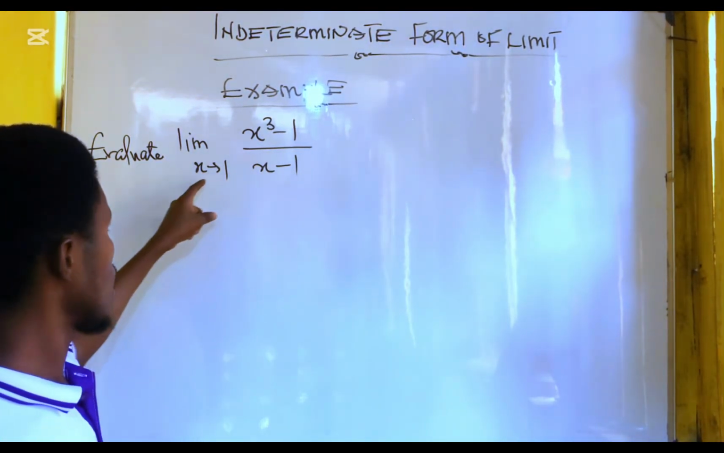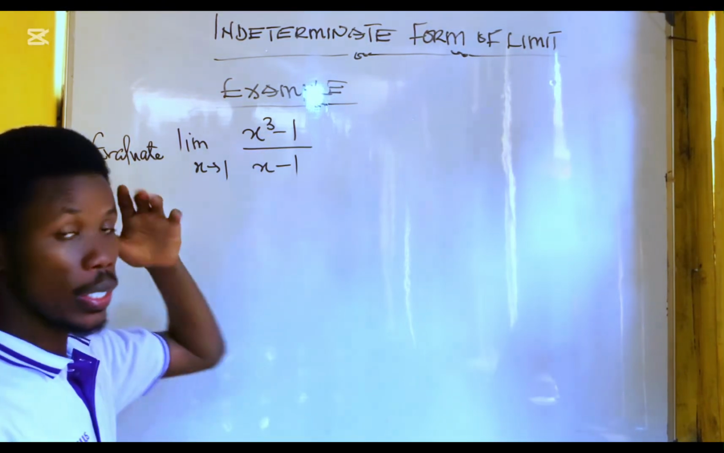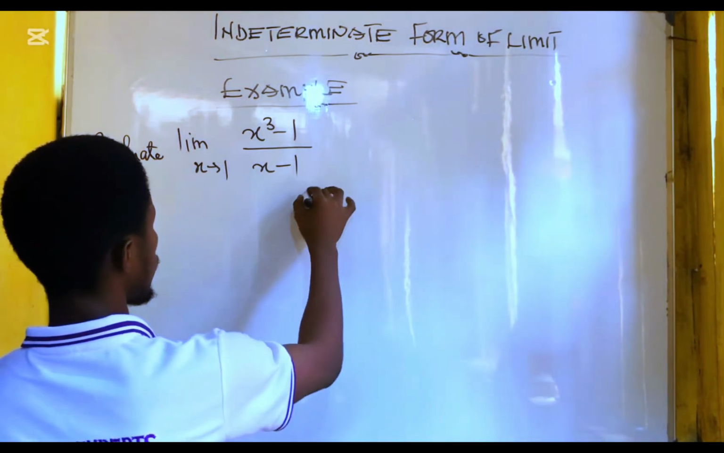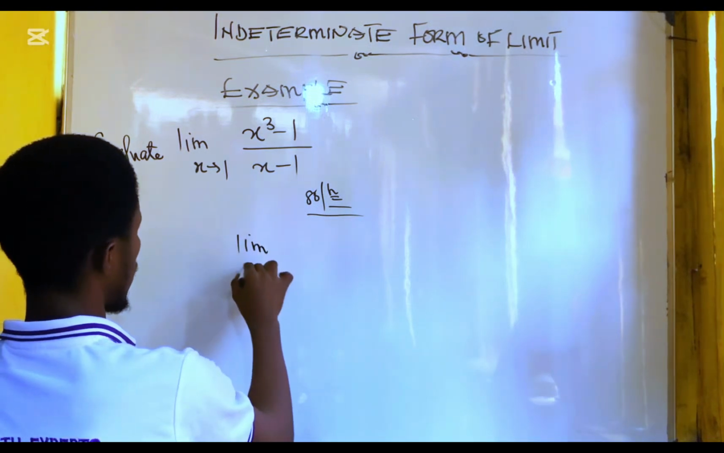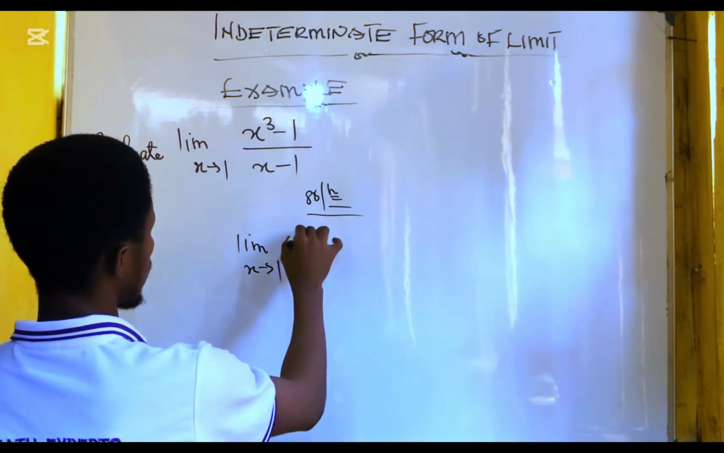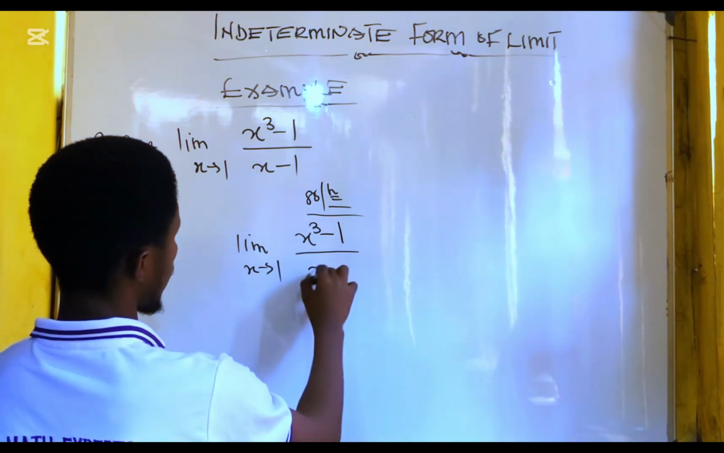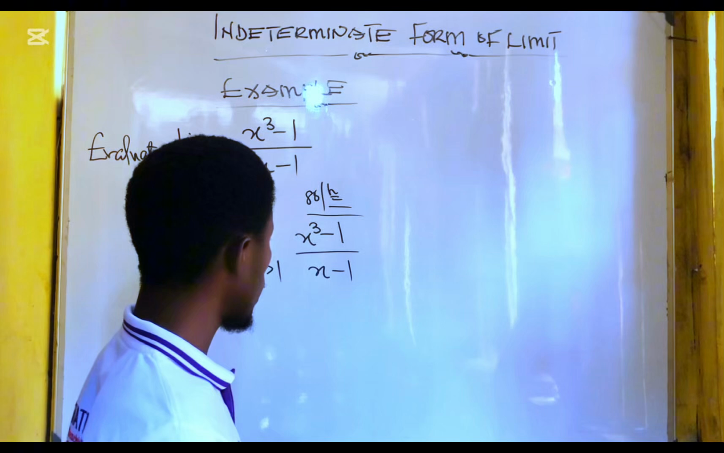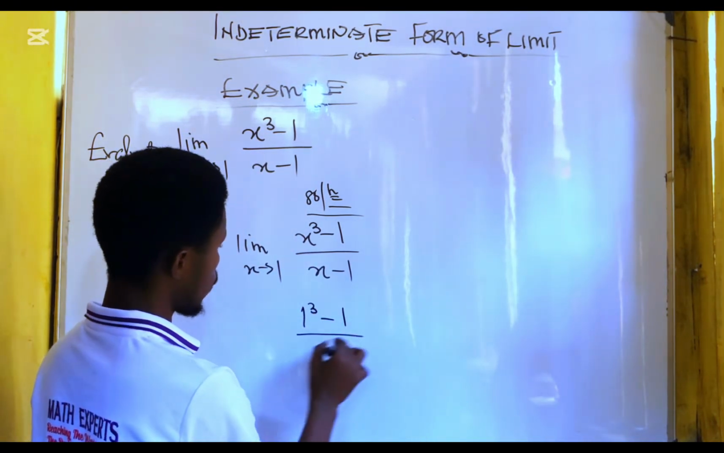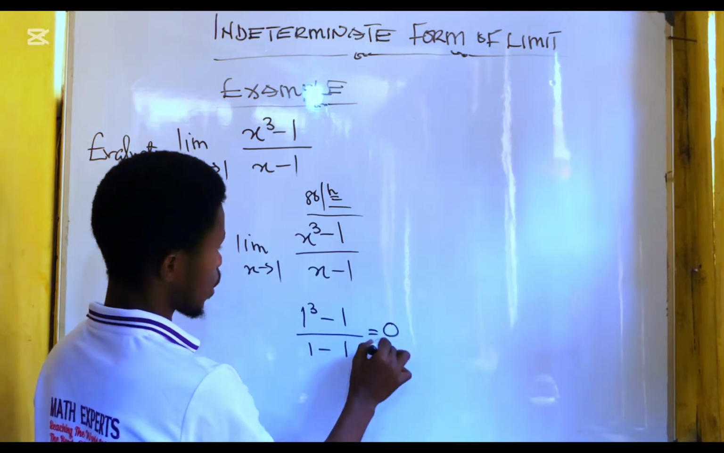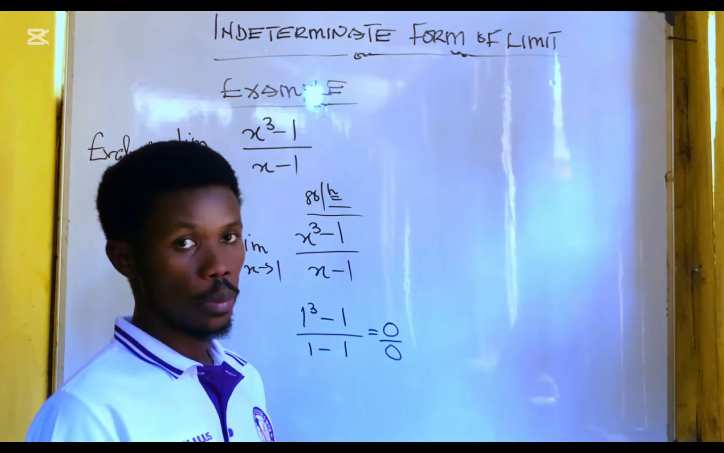Evaluate the limit as x approaches 1 of x cubed minus 1 all divided by x minus 1. So let's test first. First we have the limit as x approaches 1 of x cubed minus 1 divided by x minus 1. When I put 1 there, I'm going to have 1 cubed minus 1 all divided by 1 minus 1, which will give us 0 over 0. So this is indeterminate. Since it's indeterminate, we have to do algebraic simplification.